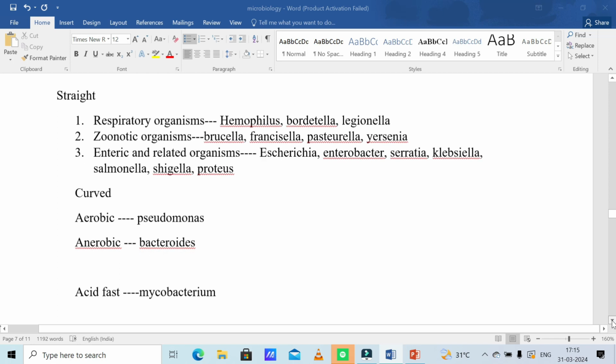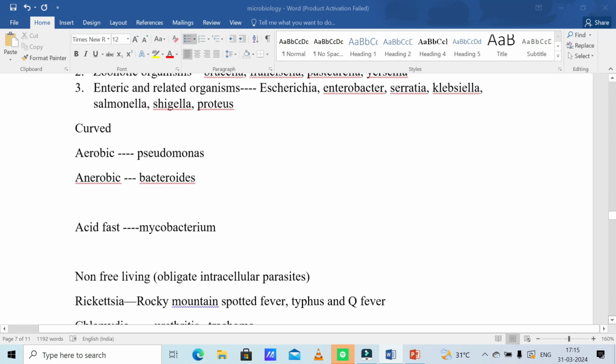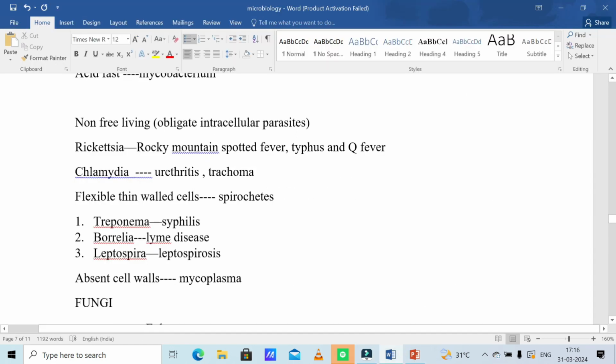And another category in the free living bacteria is the acid fast bacilli, and the organism coming under it is Mycobacterium, which causes tuberculosis and leprosy. So these are regarding the free living bacteria. Next we can see the non-free living bacteria. It is otherwise known as obligate intracellular parasites, that is, they are able to survive only inside the cells.